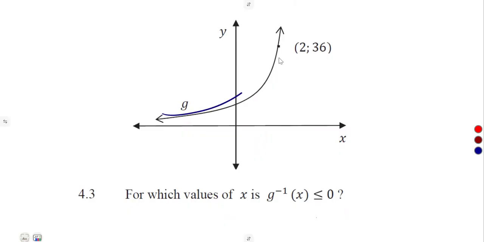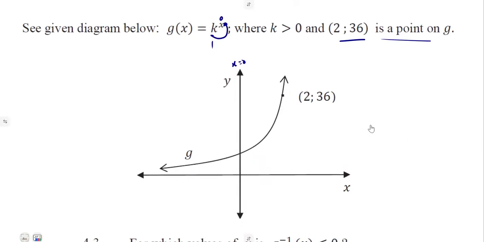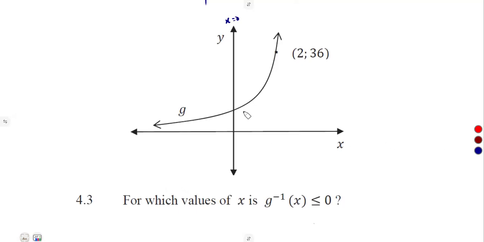All right, this is our G, but they are referring to its inverse. For this part, I'm not going to be worried about what was our K, but K is greater than 0. In that case, on the y-axis where x is equal to 0, whatever value you put here, when raised to the exponent of 0 is going to give you a 1. So the y-intercept where x is equal to 0 is going to give us a 1. This is on G.